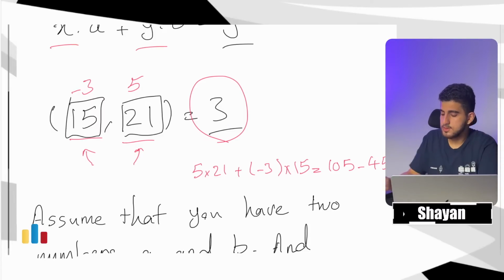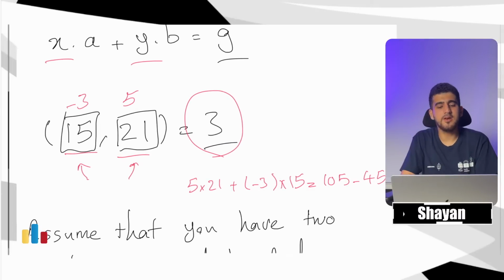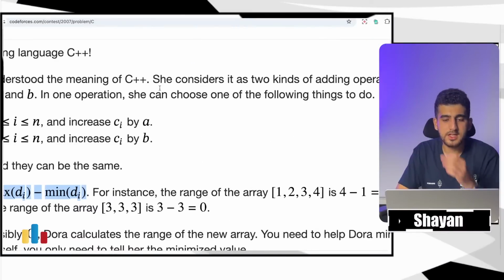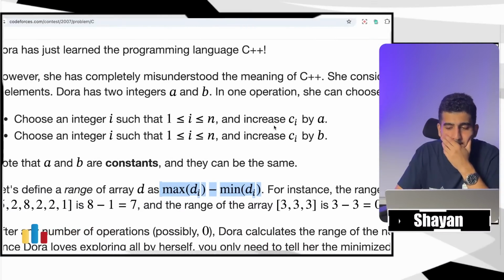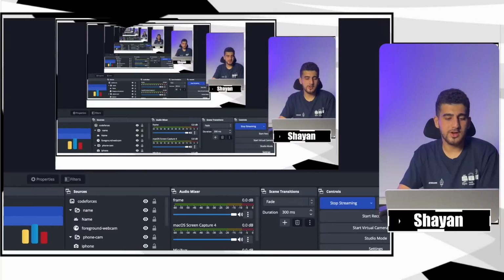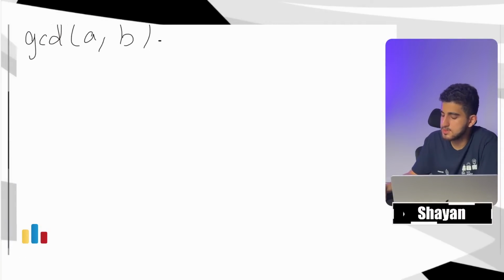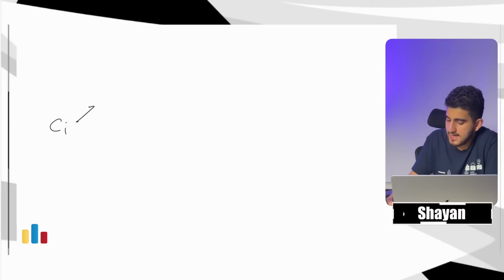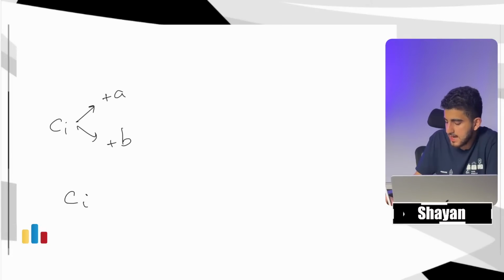Okay, so that's the point. In here also you kind of have the same thing. If you see, for each number you can add them by some amount of A's and also add them by some amount of B's. So you kind of have a similar structure. You have AI, or CI to be more precise. You can add it by A or add it by B each time. So CI will be added by X A's and by Y B's.